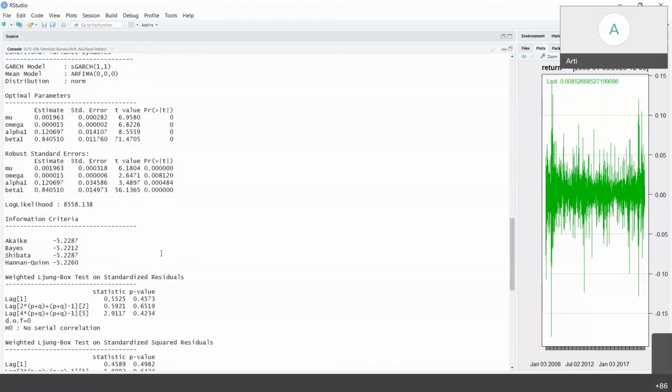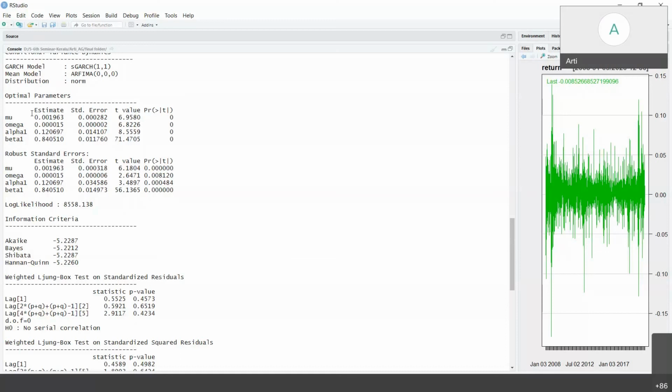Yeah, AIC criteria. So we are talking about information criteria, and these information criteria are very much important. When you have multiple models, let's say you're running a GARCH 1-1 model, then a GARCH in mean model, then a GARCH student T model, instead of the normal variant, you are running the student T variant. So how do you identify which model is the best fitted for you?